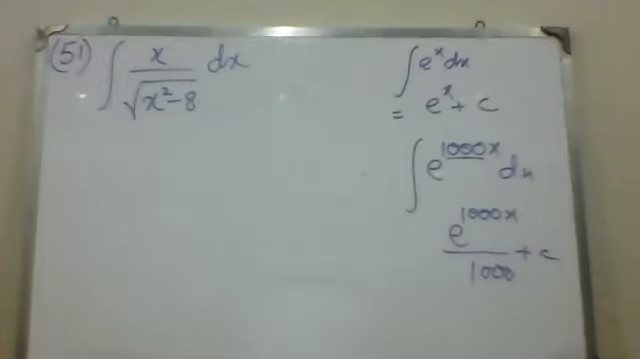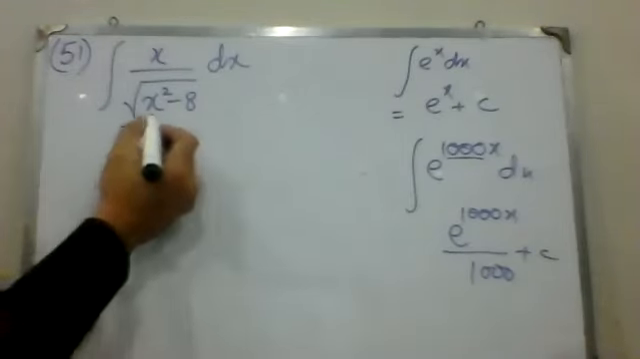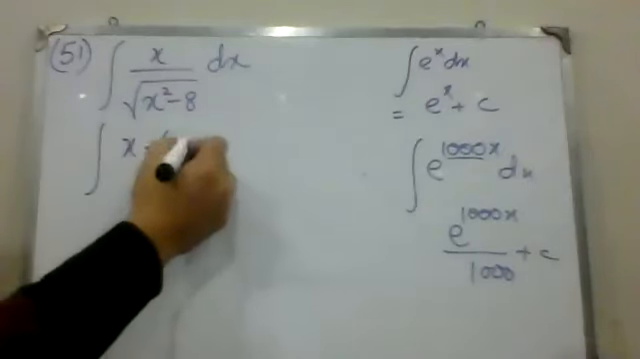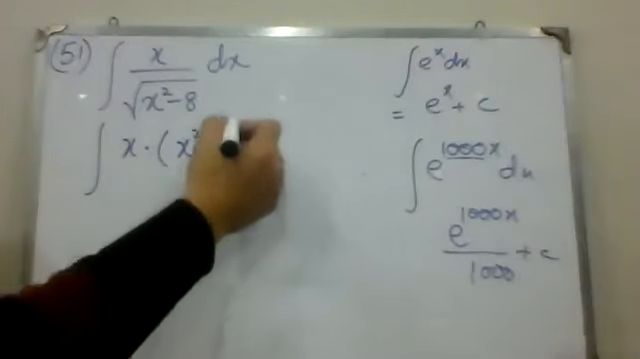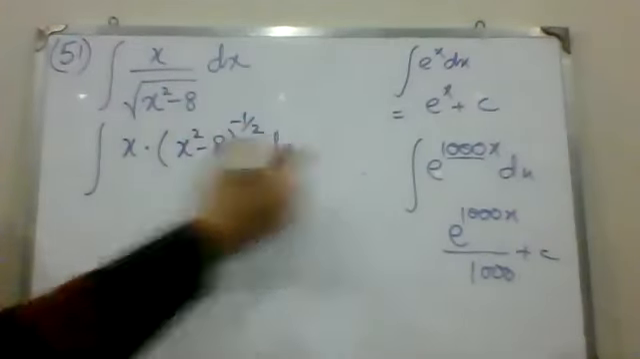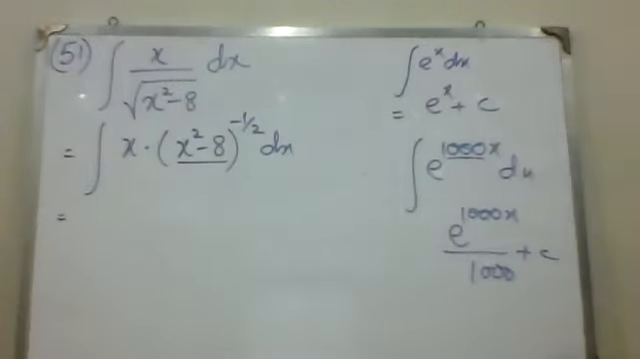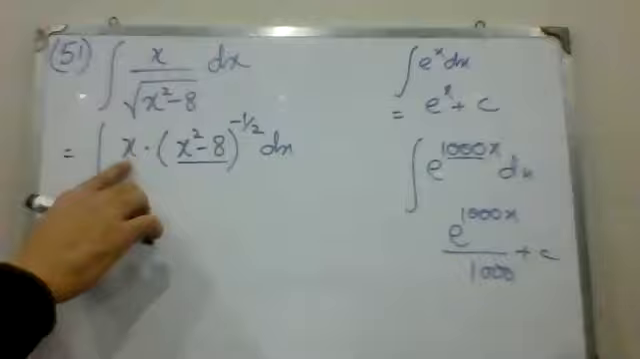Can it be broken? No, there is no LCM, the numerator has x. Sir, we will take x square minus 8 to the power -1/2 up. Let me write the derivative: x times (x square minus 8) whole power -1/2 dx. Now tell me, the derivative of that term is what? 2x. So here is the 2x.